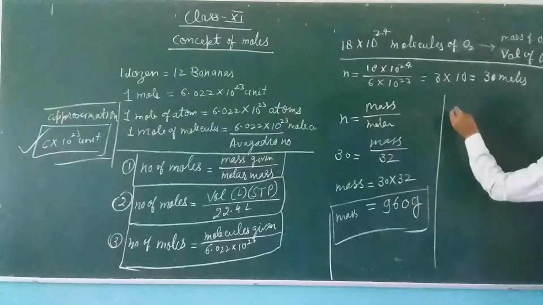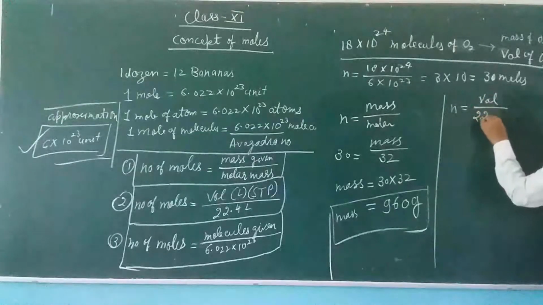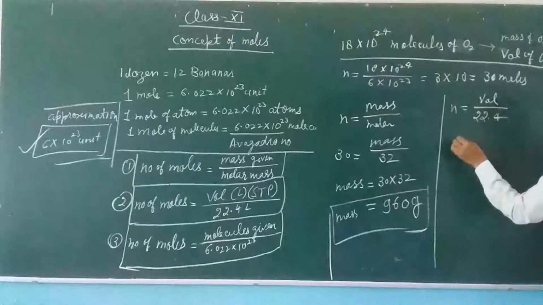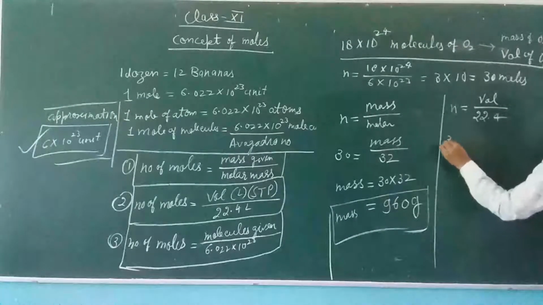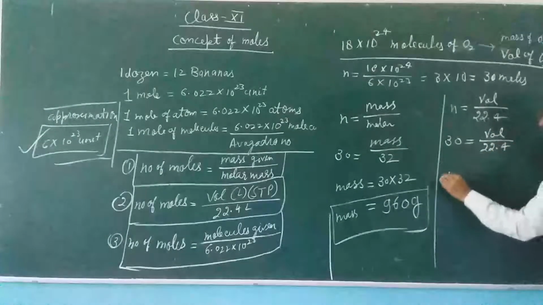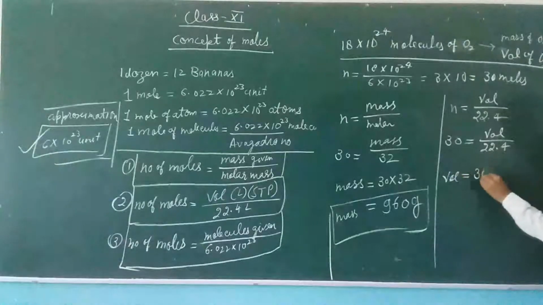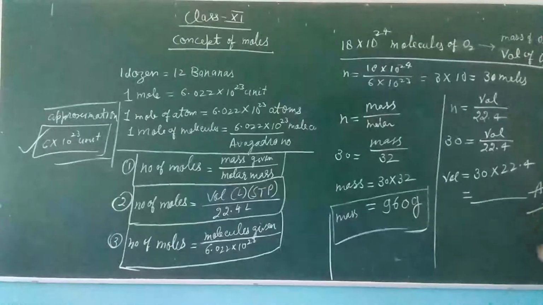And now last, volume. How can we find out the volume? Number of moles is equal to volume upon 22.4. Number of moles is given, which is 30, and volume we have to find out. So volume is equal to 30 into 22.4, and we can calculate the answer by this technique.